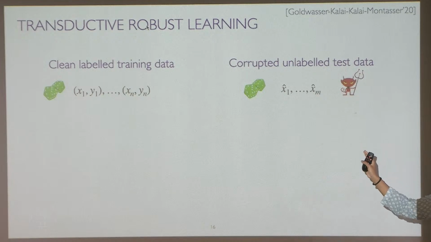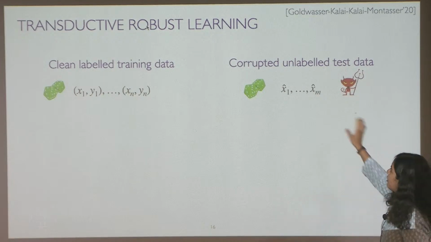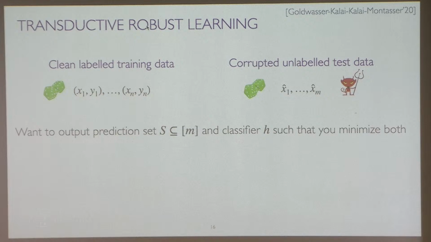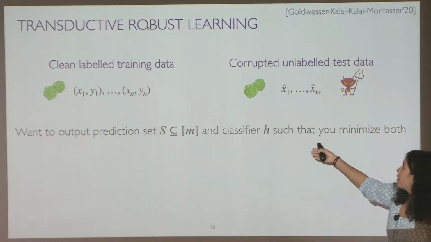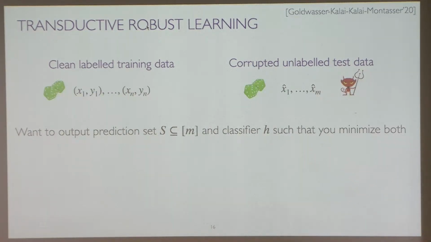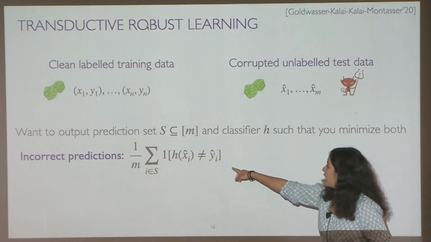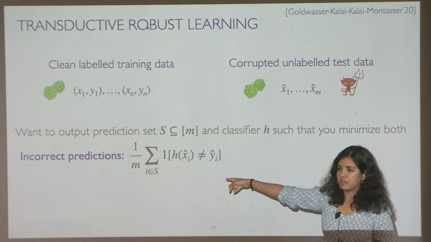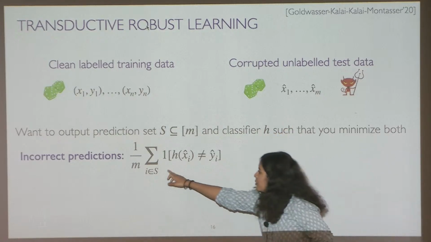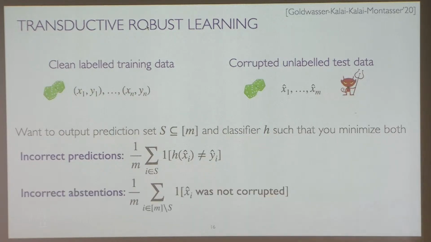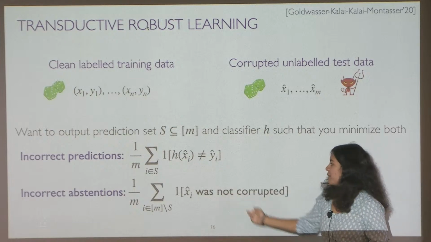But you get to see all of them before you decide your prediction. So it's transductive in the sense that I get to see all these examples before. What you want to do here is decide which of these examples I want to predict on. And you also want to output a classifier that is going to predict when you decide to predict. But you want to minimize something very similar: the incorrect predictions and the incorrect abstentions. Incorrect predictions are basically, if I get the true labels y hat i for each of these points, how many mistakes do I make when I make a prediction? So when I'm making the prediction on the set, I'm just penalizing the loss. And incorrect abstentions is again, how many times did I not predict when x i hat was not corrupted?